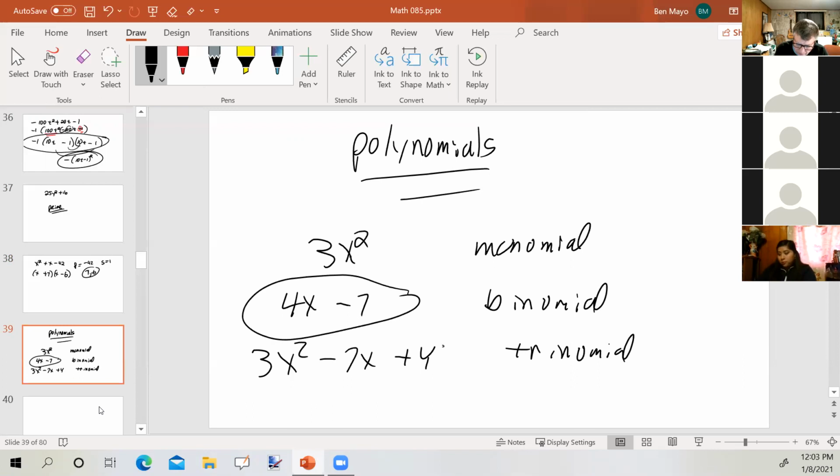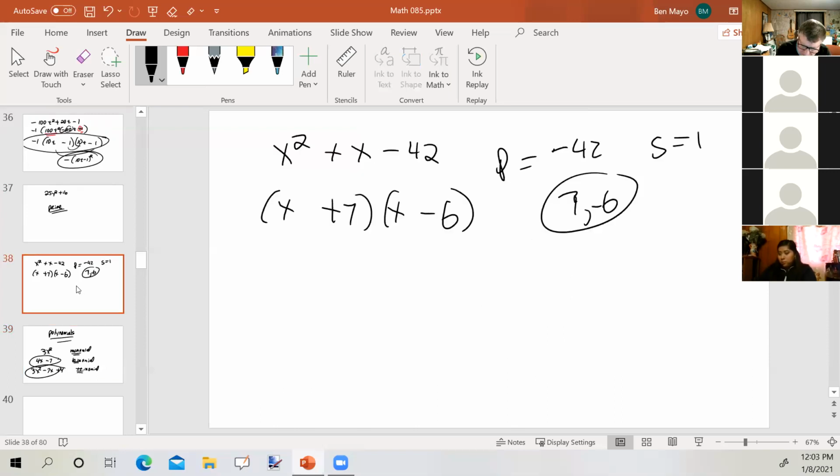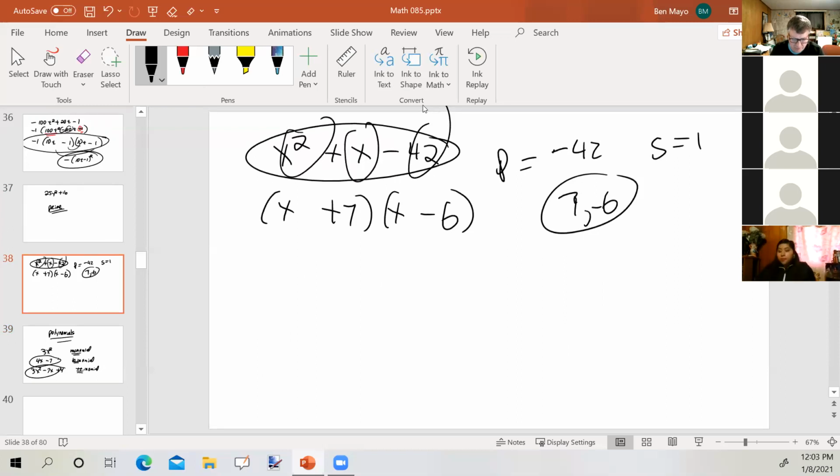Okay, so a binomial has two terms. A trinomial has three terms. Think of a bicycle and a tricycle, two terms, three terms. Mono, think of a monocle, one. So a monomial has one term. Does that help? Yes, okay, thank you. You bet. So this is a trinomial because it has 1, 2, 3 terms.